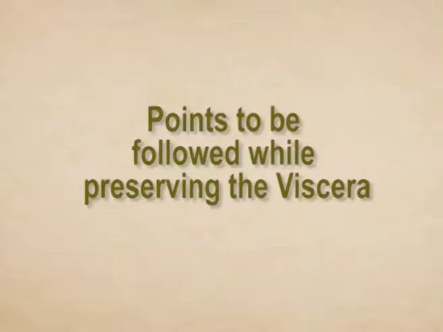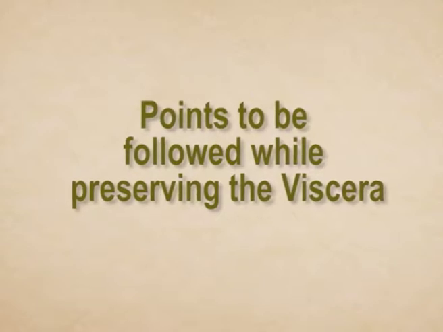What are the points to be followed while preserving the viscera? The viscera are preserved in saturated solution of common salt and rectified spirit. The rectified spirit is not to be used in poisoning due to alcohol, acetic acid, phenol, phosphorus and paraldehyde, where saturated solution of sodium chloride will be used. Formaldehyde should not be used as a preservative because it makes the extraction of poisons difficult.